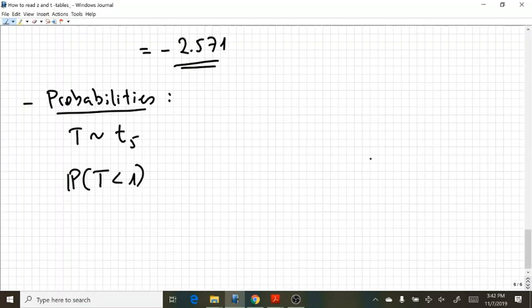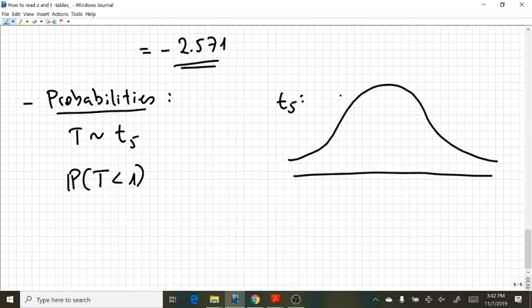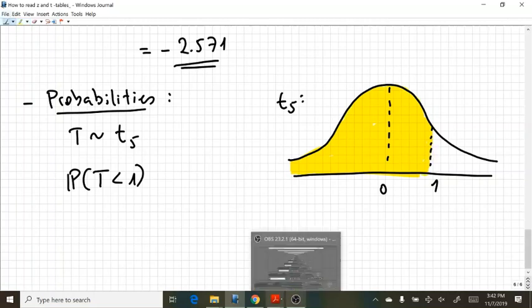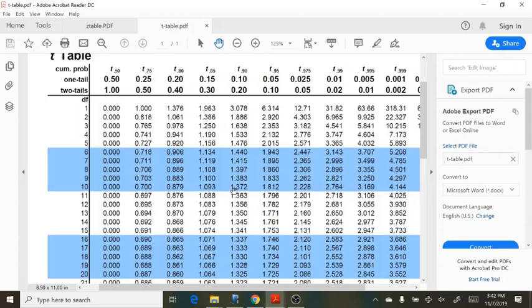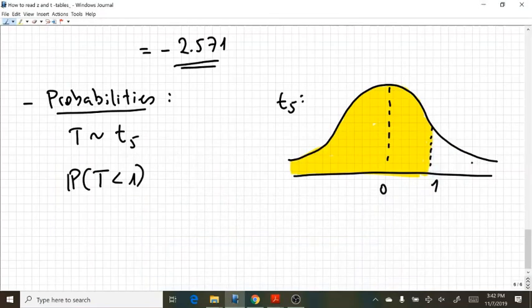Well, the idea is the following. So this is my student T distribution, and I would like the probability of the yellow highlighted area, right? Now the only problem is that I don't have probabilities in a t-table, right? I have critical values, but I have information here. These are probabilities, right? Measuring the right tail. So I will try to survive with this.